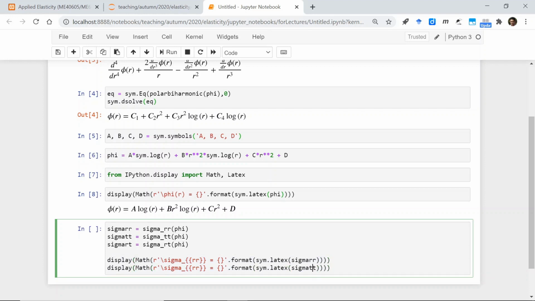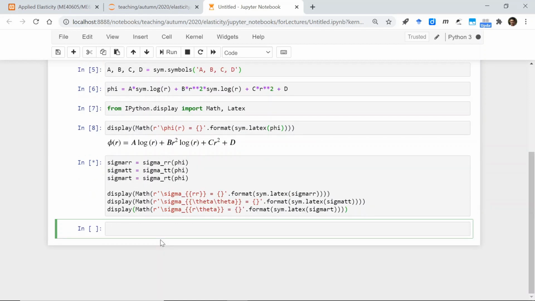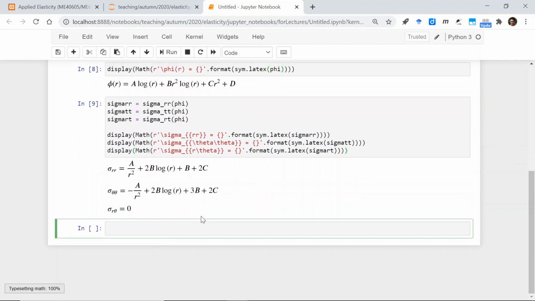This is my sigma TT, which I actually write as sigma theta theta, and finally I have my sigma RT. So this is sigma R theta. Let's display that. All right. As I had said just a while ago, for phi independent of theta, it will turn out that the sigma R theta is actually 0, which I had already seen in the previous video.